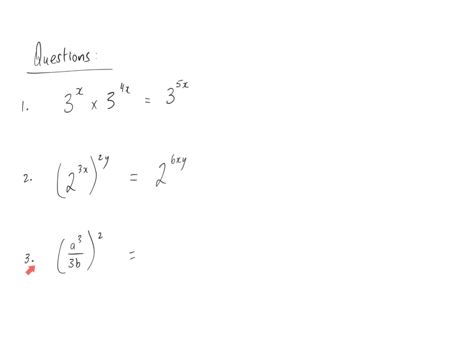And finally, another power of a power rule. Okay, so we've got a cubed. So we need to multiply that by 2 to get a to the power of 6. We square the 3, and we must also square the b. So that finally gives us a to the power of 6 all over 9b squared.